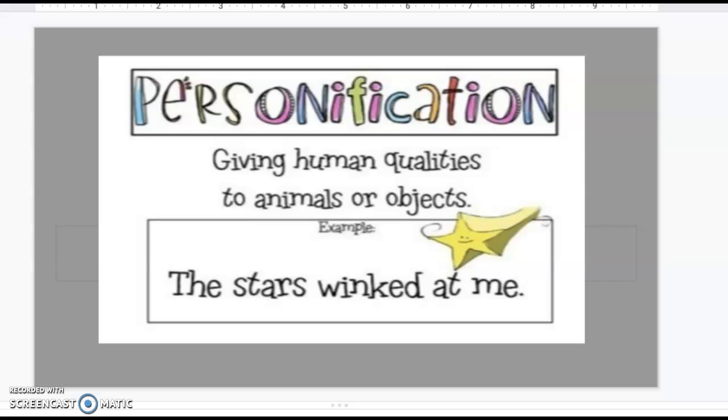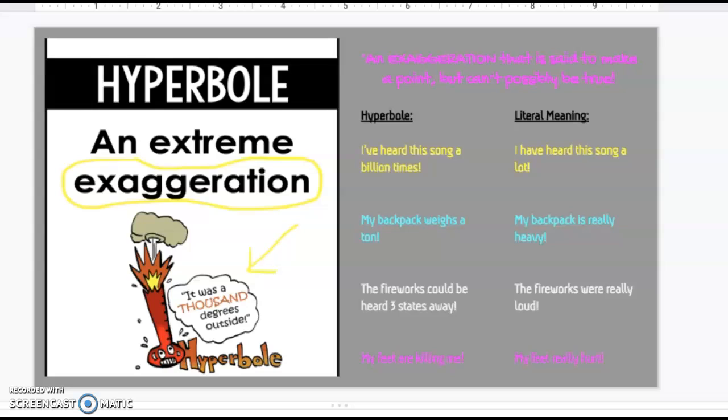Obviously, the stars are not winking at you. They cannot do that. But when you look up in the sky at night and you see these stars, they're twinkling, and some could think, oh, they're kind of like a little wink. Not true. Here we go. That was a non-literal way. Then we're going to go into hyperbole. I use hyperbole a lot. It's an extreme exaggeration.